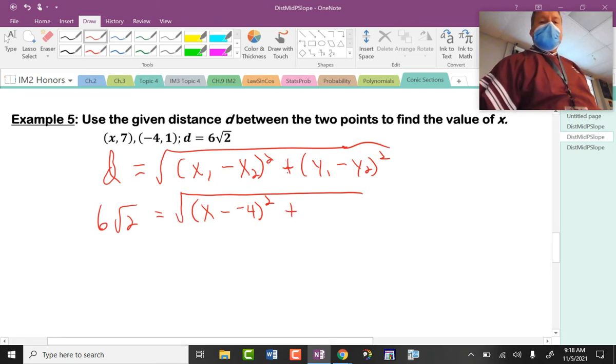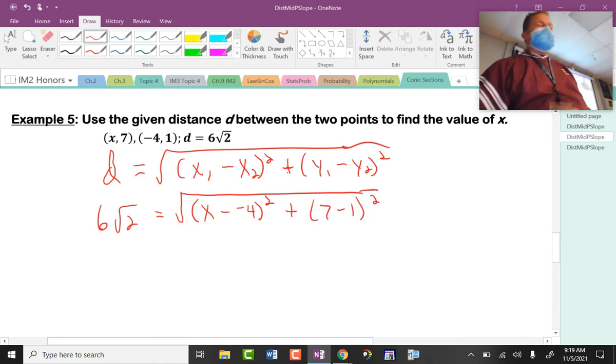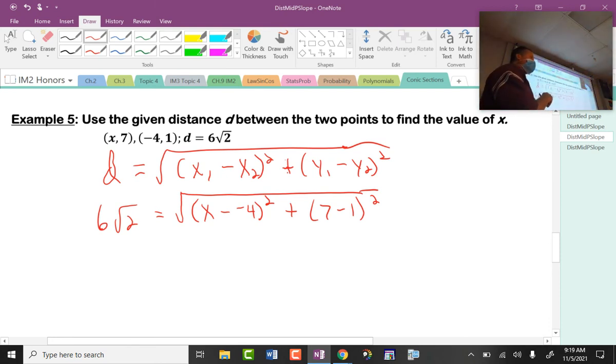All right, and then the y's. I went x minus 4, so I should technically go 7 minus 1, although it doesn't matter. 7 minus 1 is 6. 1 minus 7 is -6. Both of them squared are still 36. So it's not a big deal.